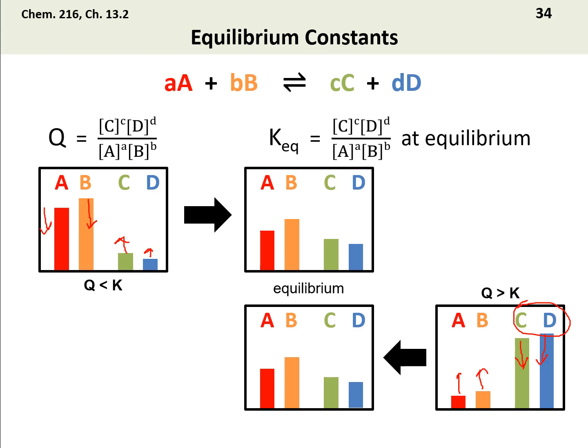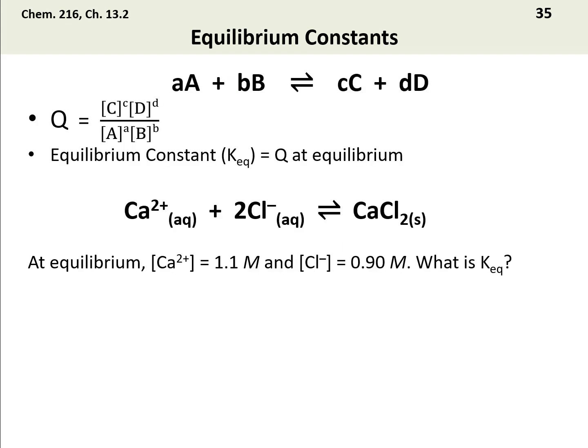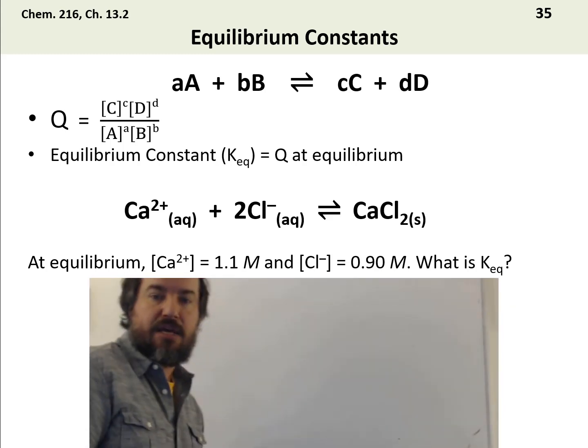So right now we're going to go through some problems to understand the direction of shift. And then in 2 lectures, we're going to understand how much they shift. All right, so let's say we have this reaction: Ca2+ plus 2Cl- goes to form CaCl2. We're told at equilibrium, calcium is 1.1 molar and chloride is 0.9 molar. What is K?